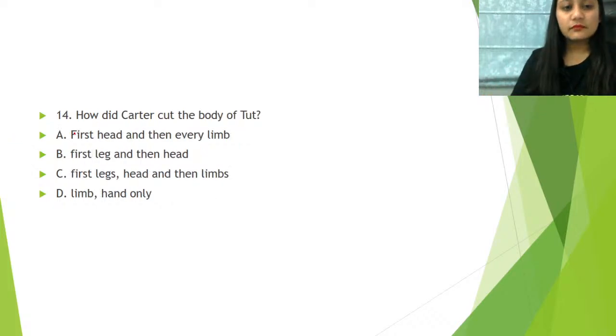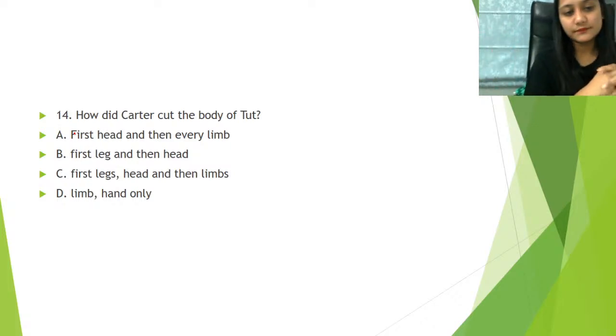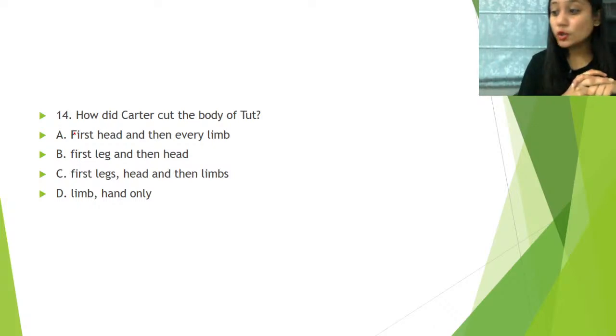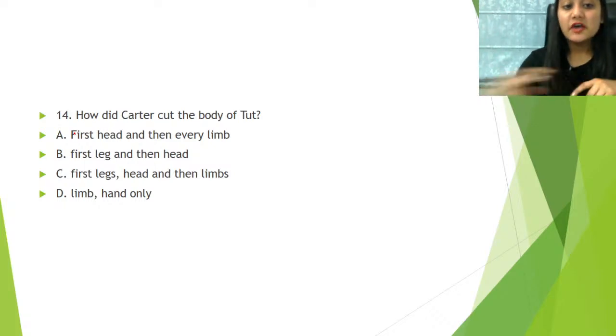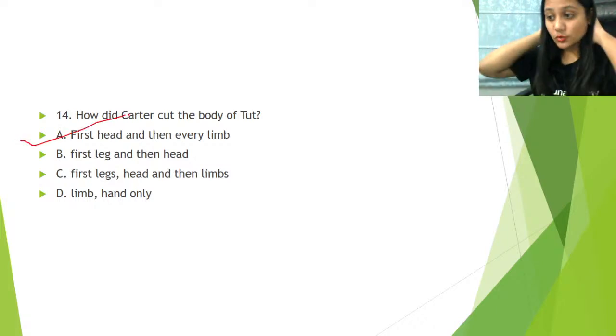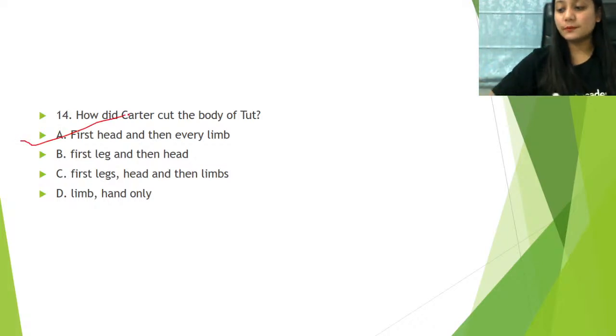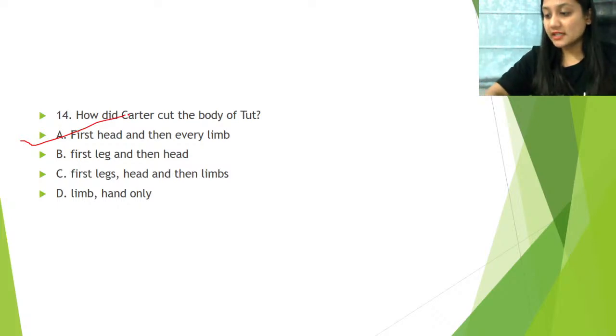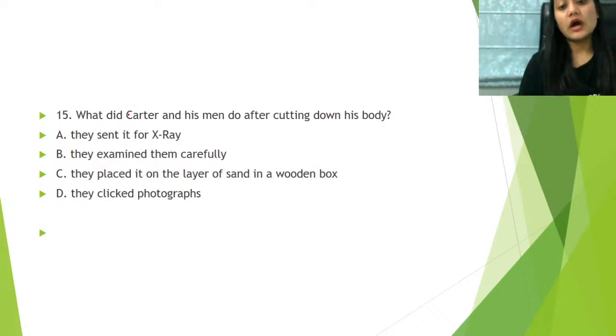How did Carter cut the body of Tut? First head and then limb, first legs and then head, first legs, head and then limbs, or limb or head. How exactly did he dismantle his body? Oops, no, that's wrong, Nidhi. That is wrong, guys. First head and then limb. So first the head was removed, and afterwards the other body parts were removed. So that is 14A. Perfect, perfect.